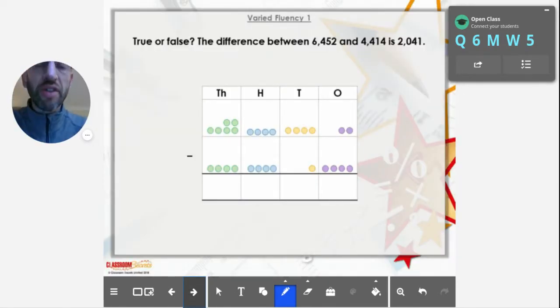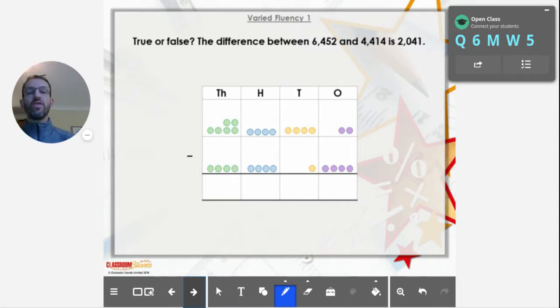So let's look at the kind of puzzles you're going to get. Here you've got discs representing different numbers, and it says true or false. The difference between 6,452 and 4,414 is 2,041. Let's have a look.